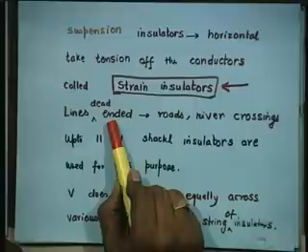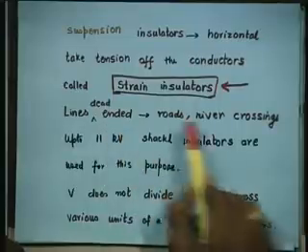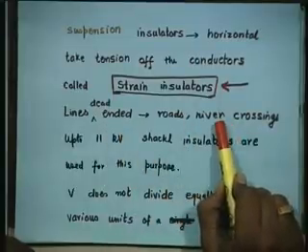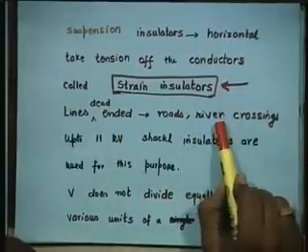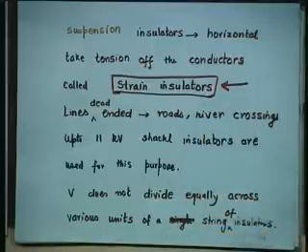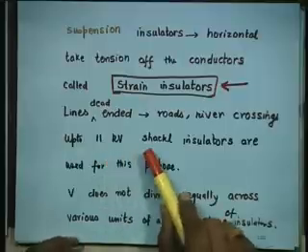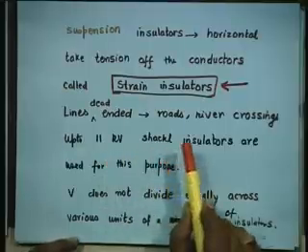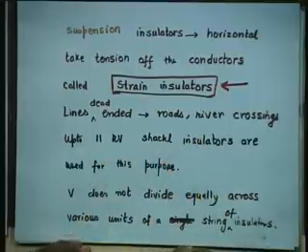What are those special situations? Dead ended lines, roads, river crossings, bridges, and so on. Wherever you feel that this is the end, you cannot take the line further. Up to 11 kV shackle insulators are used for this purpose.